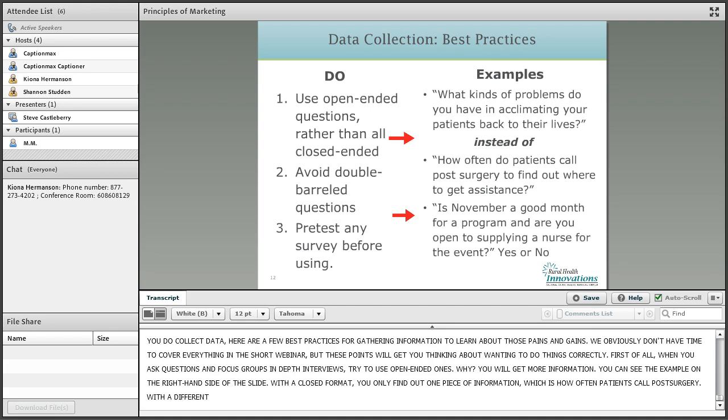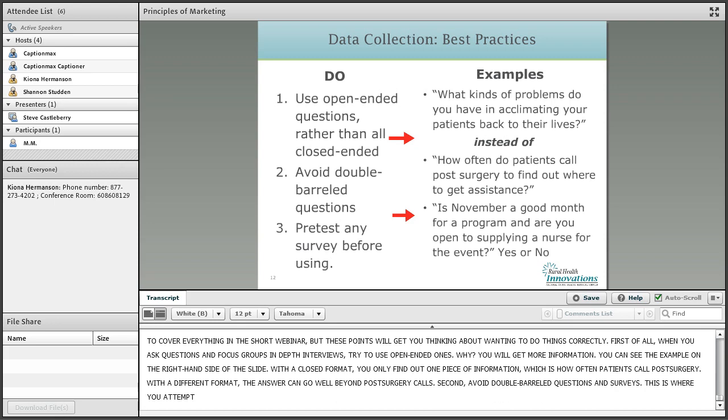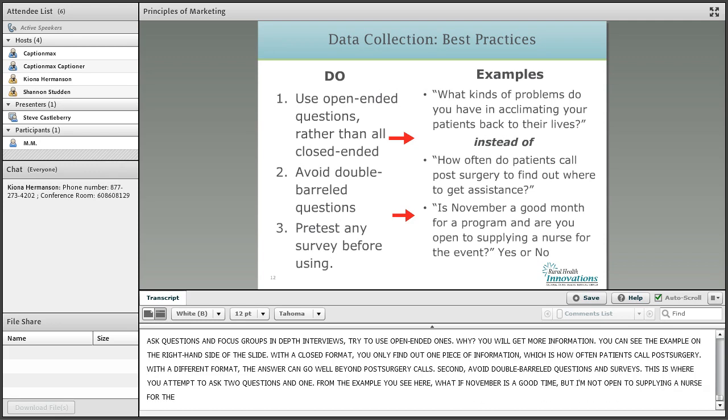So first of all, when you ask questions in focus groups and depth interviews, try to use open-ended ones. Why? Well, you'll get more information. You can see the example on the right-hand side of this slide. With a closed format, you only find out one piece of information, which is how often patients call post-surgery.